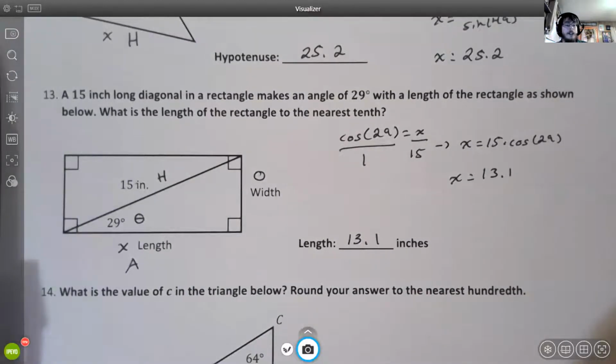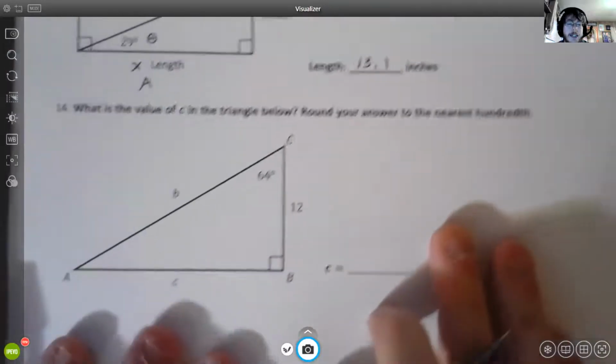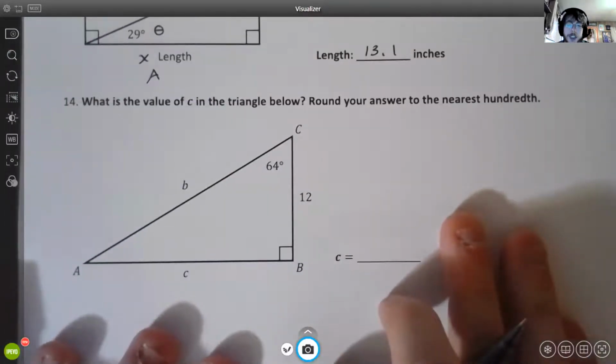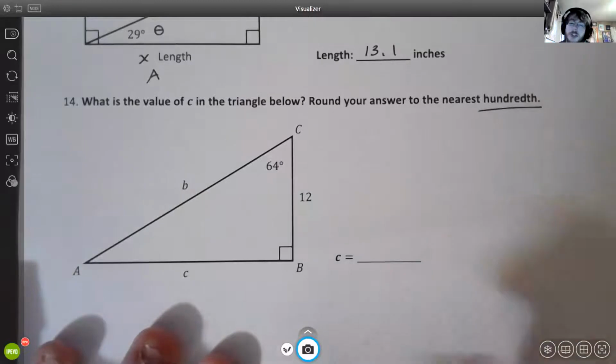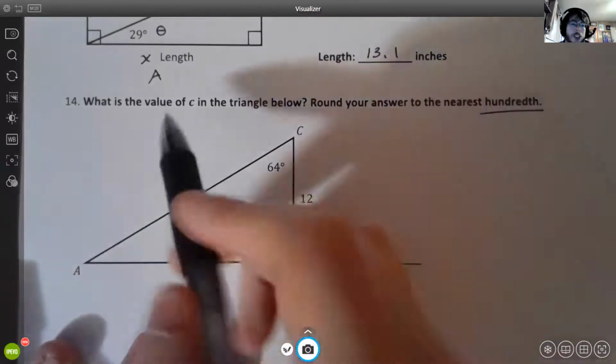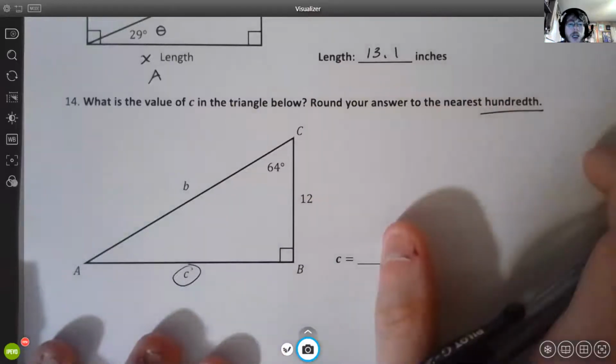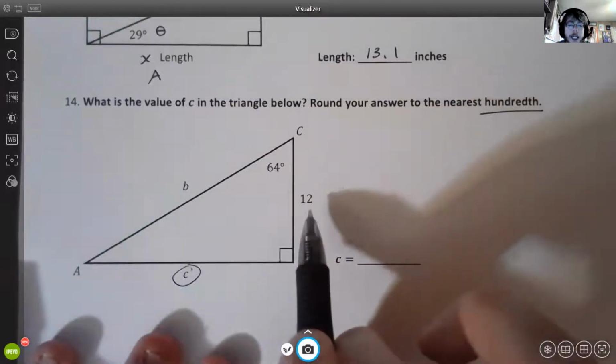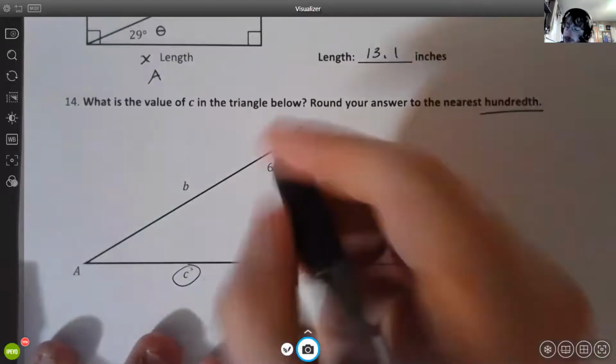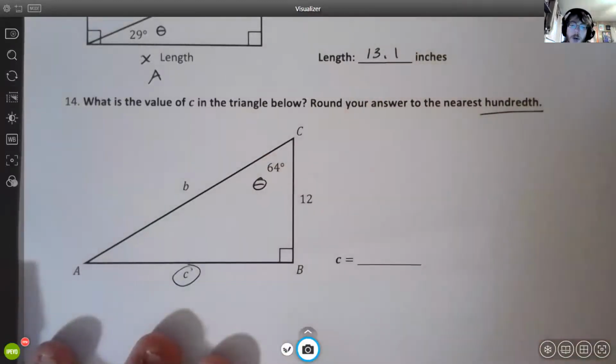Number 14, what is the value of C in the triangle below? Round your answer to the nearest hundredth. So this time it wants 2 decimal places. So it wants us to know what is the value of C. So we're going to be looking for this. So it gives us one side and one angle. So theta is going to be 64.